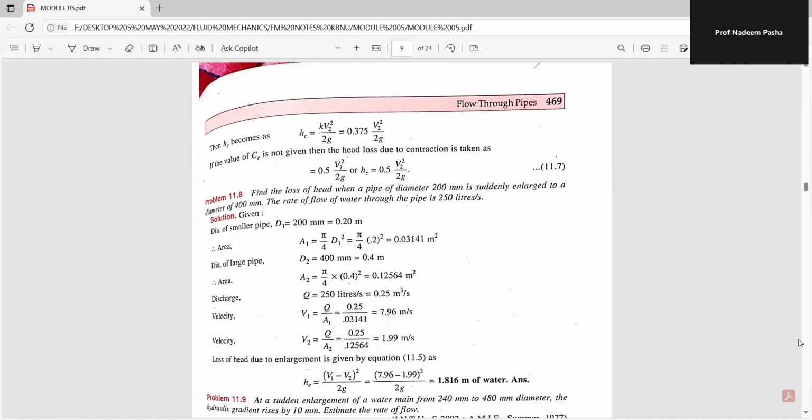Now we will solve a problem on loss of head due to sudden expansion of pipe. Just read the problem once. Find the loss of head when a pipe of diameter 200 mm is suddenly enlarged to a diameter of 400 mm.